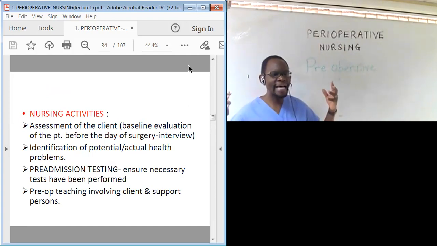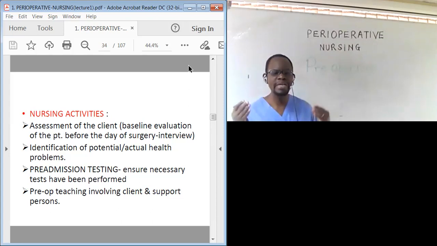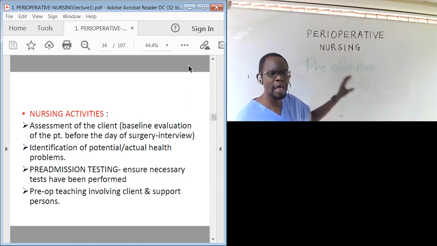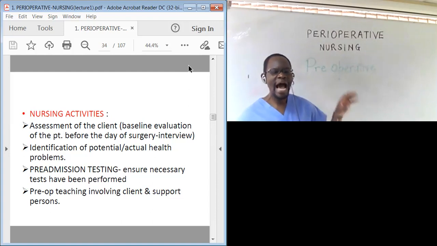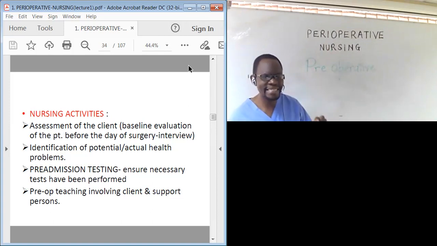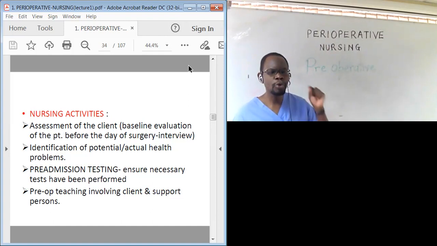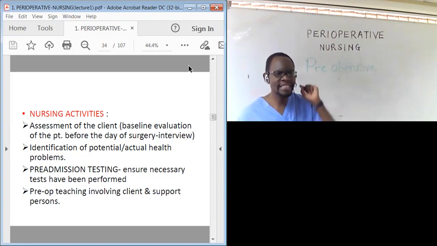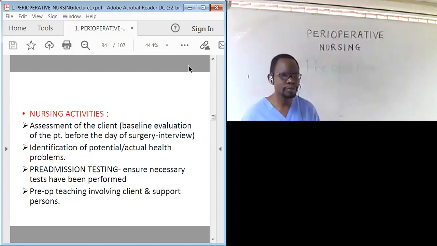But first, assessment of a client to obtain baseline evaluation. Ladies and gentlemen, that is why you have health assessment as a course unit in your nursing curriculum, because you will need to assess a client. You will need to do a thorough health assessment of this client to obtain baseline information, or baseline evaluation of the patient before the day of surgery.